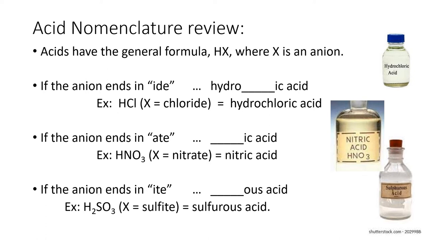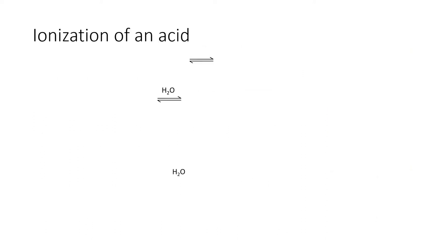I'm not going to go through much of that today other than to say, remember they always start with an H, and if the anion ends in "ide", such as HCl chloride, it becomes hydrochloric acid. You put that stem in where the blank is. If it ends in "ate", it becomes an ic acid, so nitrate becomes nitric acid. If it ends in "ite", it becomes us acid, so sulfurous acid because it's the sulfite ion.